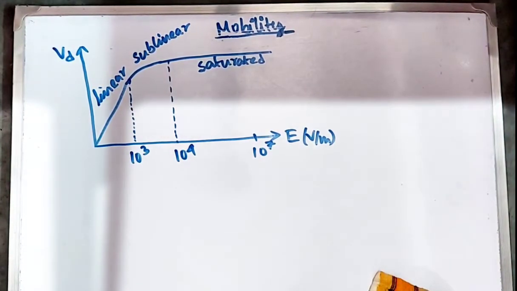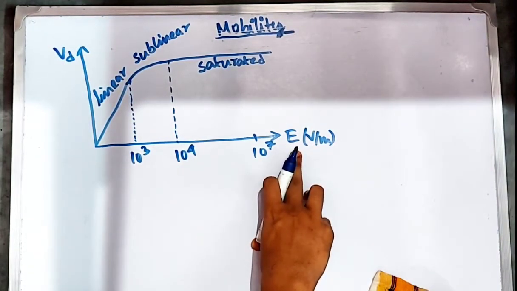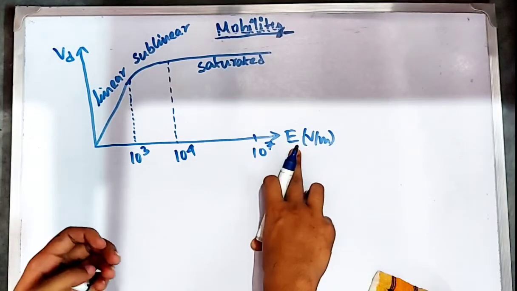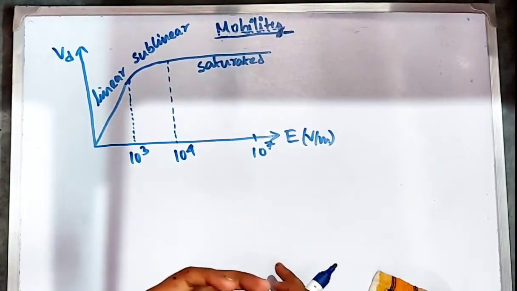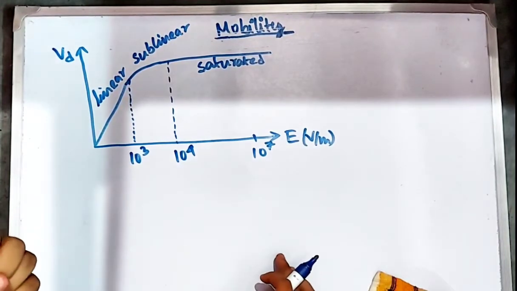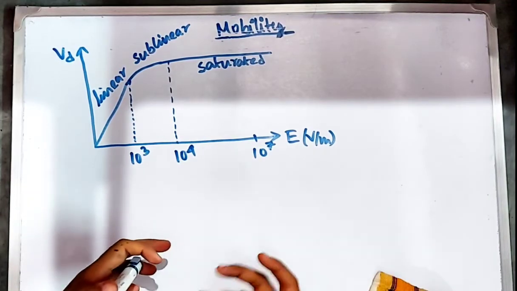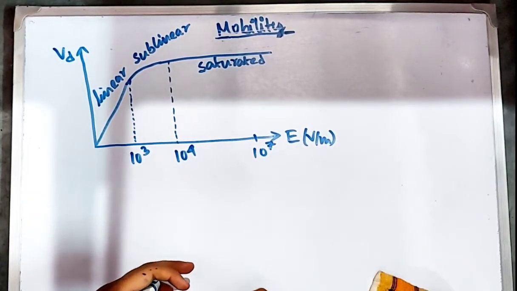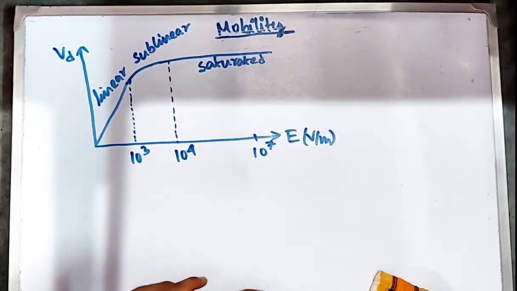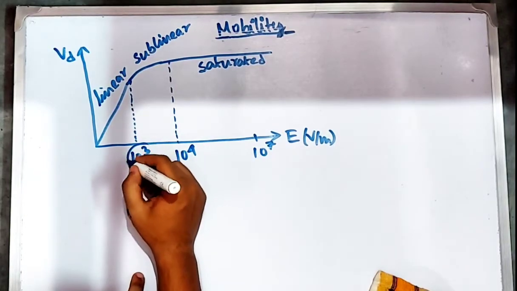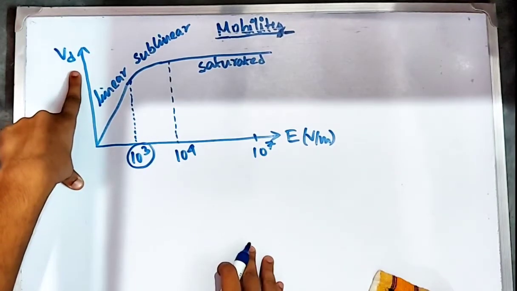So if we increase the electric field, of course the free electrons that are present in the semiconductor will get more and more pull due to the electric field, so they will feel more and more attractive force, so they will move faster and faster. So of course, if we increase the electric field at first, up to this level, the drift velocity increases linearly.